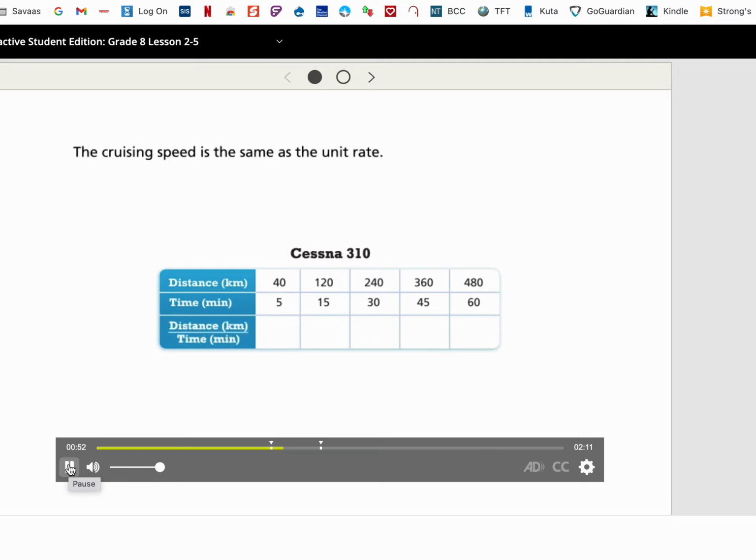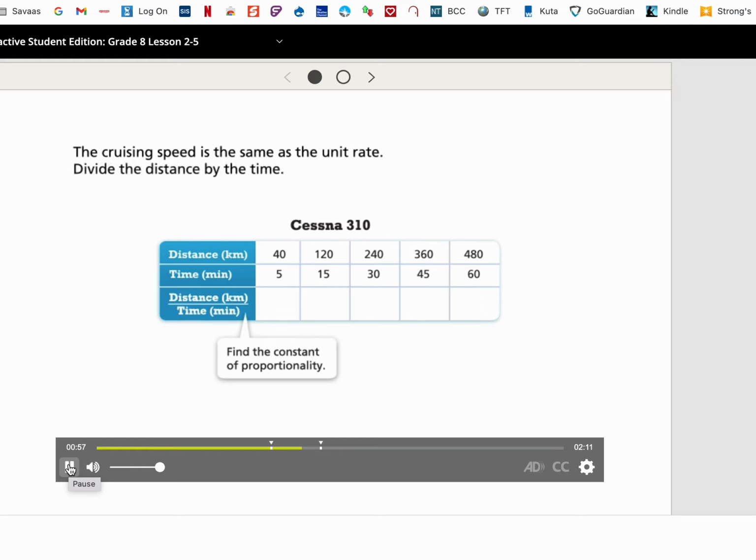The cruising speed is the same as the unit rate. Mira can use the table to find the constant of proportionality.